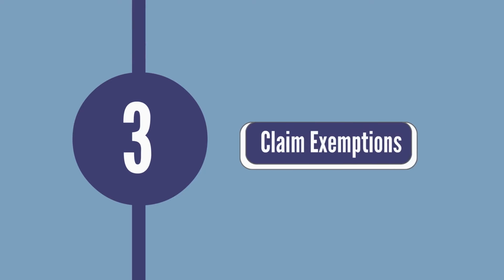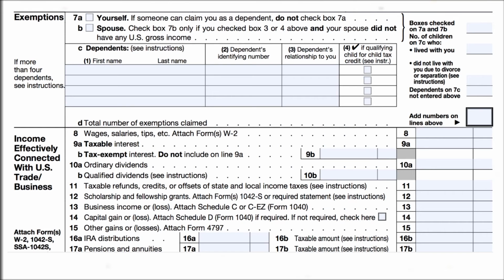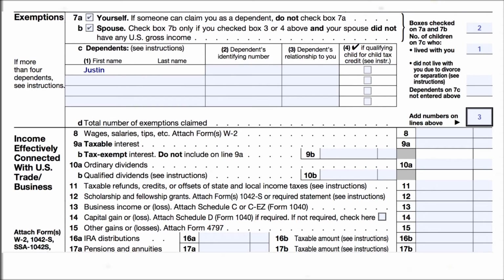Step 3. Claim exemptions. Enter the total number of exemptions you are claiming. You can claim an exemption for yourself, your spouse, and your dependents in the amount of $4,050 each. Each person that you are claiming an exemption for must have an ITIN. Otherwise, you cannot claim them. Enter your dependents' information.